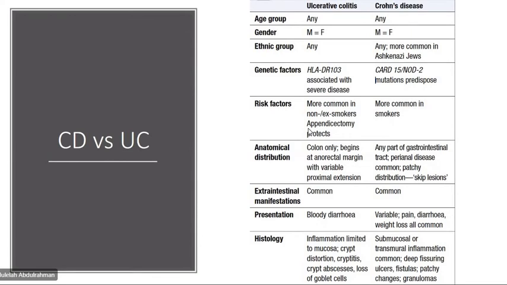Some patients might have isolated upper GI disease. Some might have isolated rectal disease or isolated Crohn's colitis, and they will end up having bloody diarrhea similar to ulcerative colitis. So it depends on the presentation. We'll come to that later on.